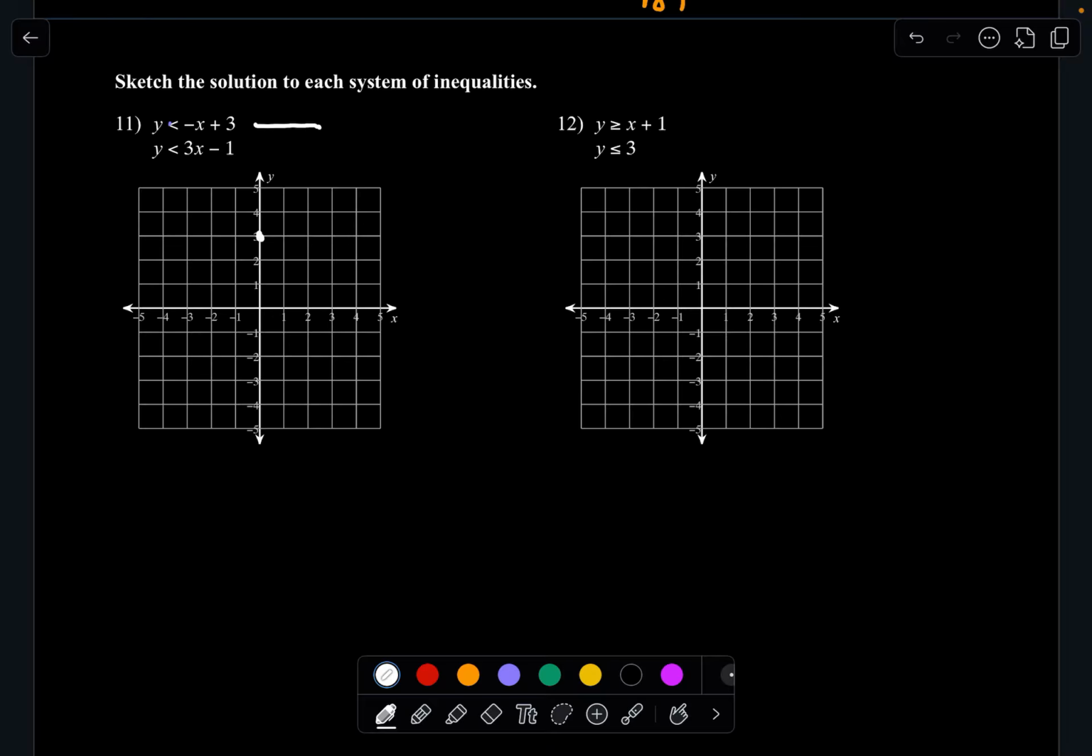So we go 3 here, and then it's negative x, which means we go down 1 to the right 1, and repeat, then up 1 to the left 1. Notice how that still falls on the line. All right, got to point out something. Notice that the inequality is just less than, not less than or equal to, so it's going to be a broken line.